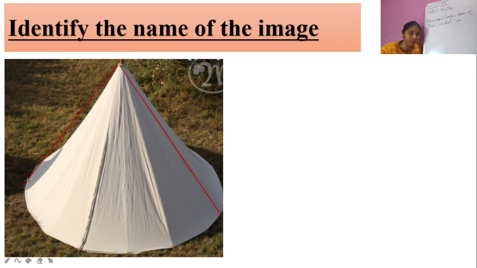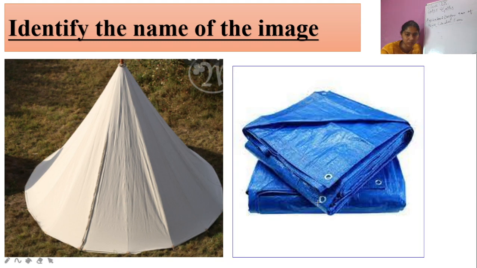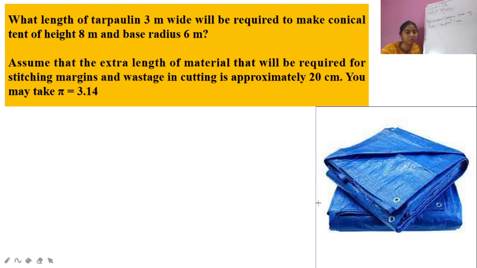Very good students. So let's see, one more image is there. What is this? Yes, tent ka kapda, right? We can say trampoline. This is used for making a tent. So for this we have a question. Okay, so see, what length of trampoline 3 meter wide will be required to make a conical tent of height 8 meter and base radius 6 meter.